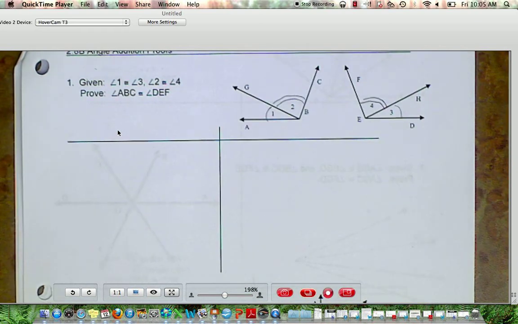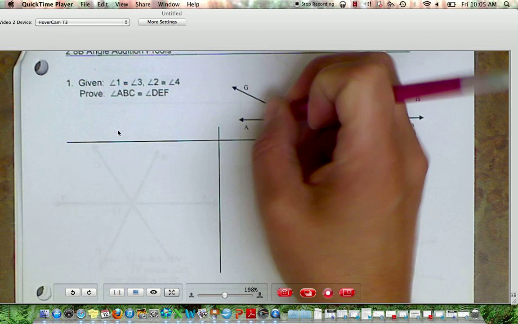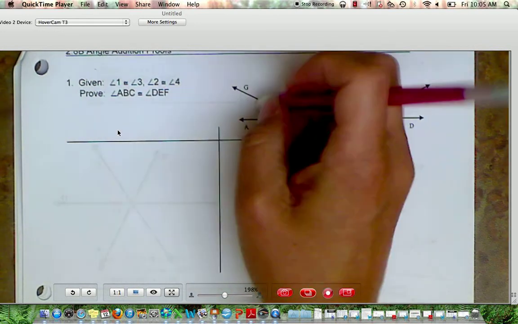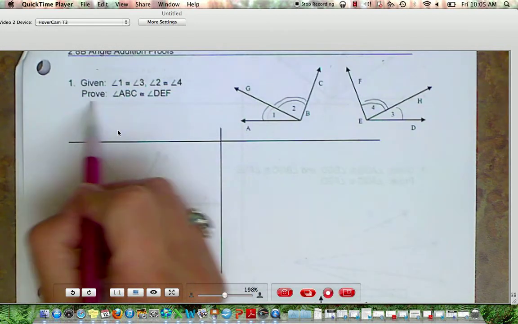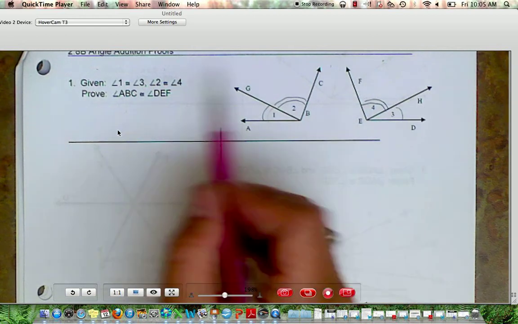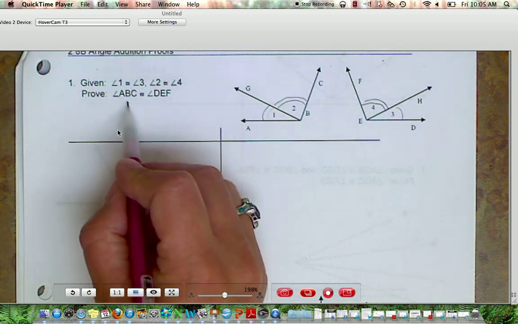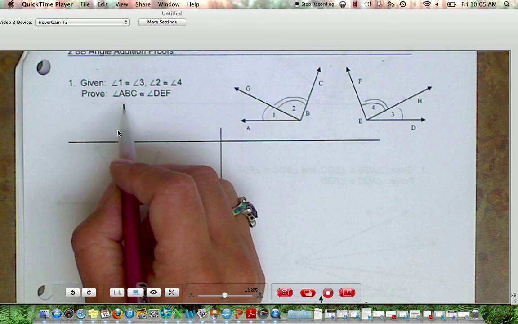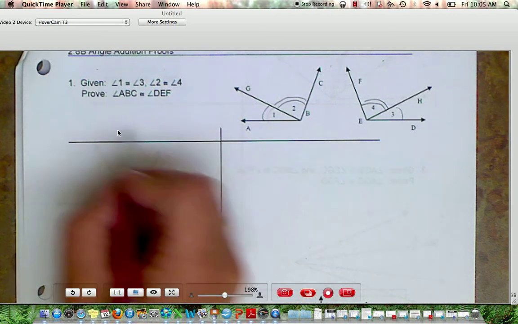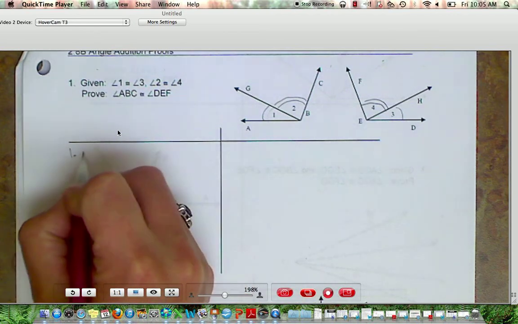And this we should offset just a little bit. The prove we never label in the diagram. We only want to label in the diagram what we know to be true, and the prove is what we're trying to get to. So let's begin first by talking about the format of the proof.